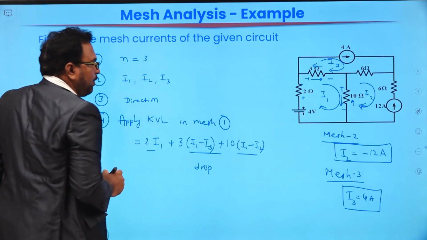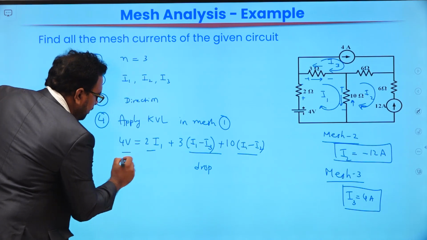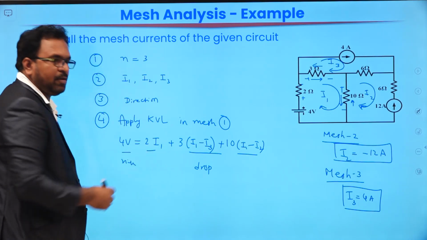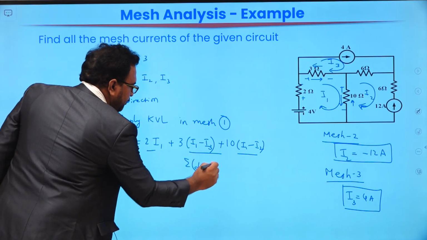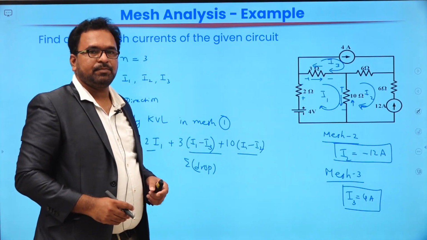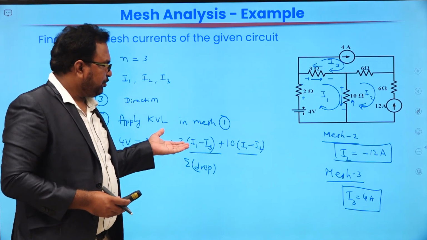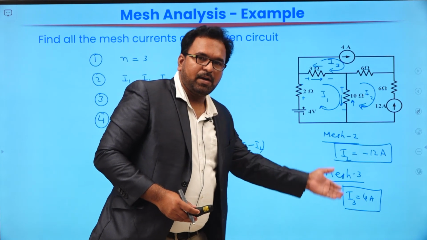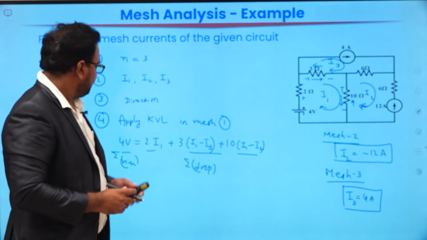So this must be equal to 4 volts, because we know the sum of voltage rises is equal to the sum of voltage drops. Sigma rise is equal to sigma drop. According to that, 4 volts is equal to the drops. So by substituting the values of I2 and I3 that we have already got in this equation, we will get the I1 value also.